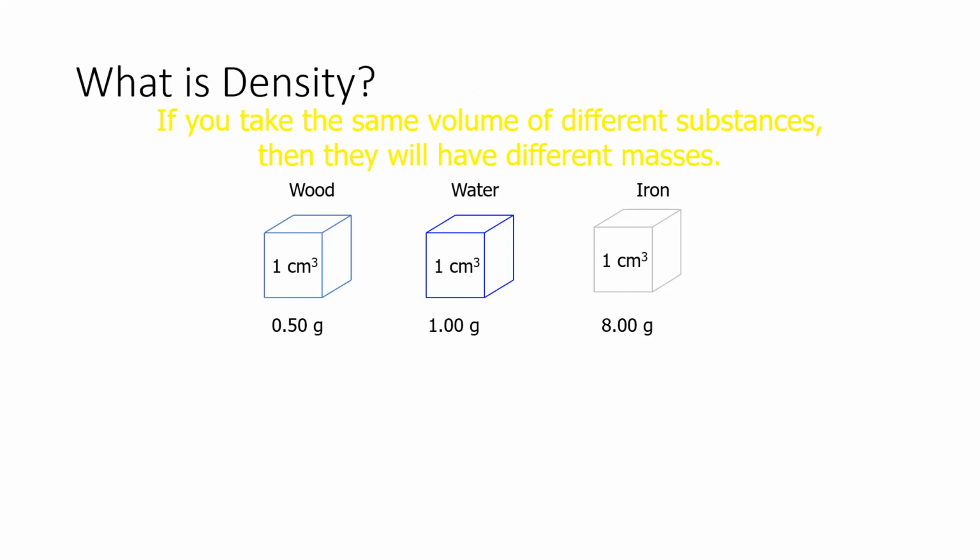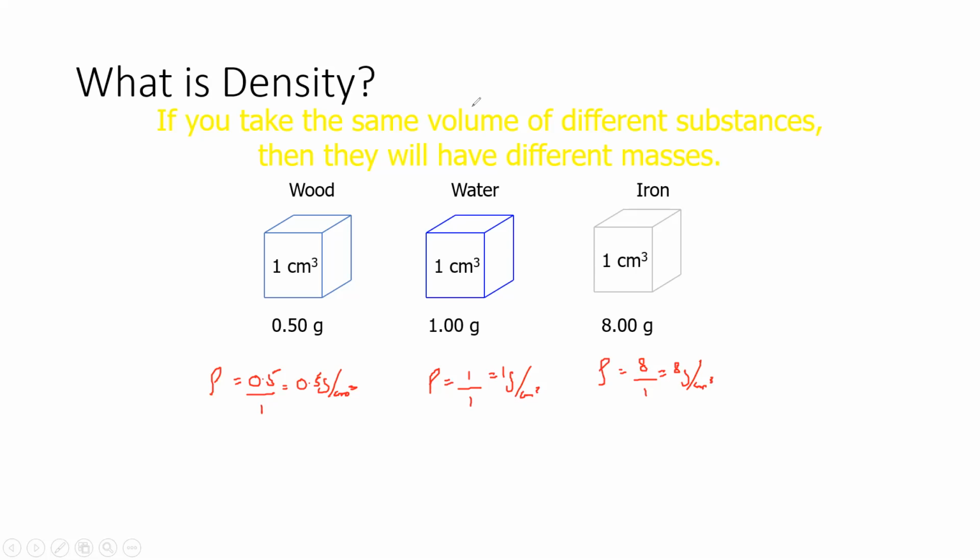So which object has the highest density? How to calculate density? Density is the mass present in a unit volume. So here the density of wood will be mass 0.5 divided by volume 1, so we get 0.5 gram per centimeter cube. When we find the density of water, the mass is 1 divided by 1, so we get 1 gram per centimeter cube. And for iron, the mass is 8 and the volume is 1, so we get 8 gram per centimeter cube.